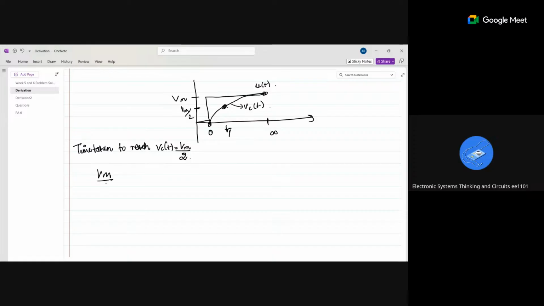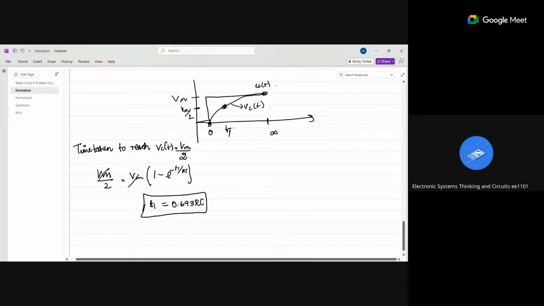So Vm by 2 is equal to Vm times 1 minus e to the power of minus t1 by RC. This and this will get cancelled. What is the t1 value here? It is 0.693 RC. This is one important time: it's 0.693 into the time constant. At that time, my capacitor voltage will have reached half of the maximum voltage.